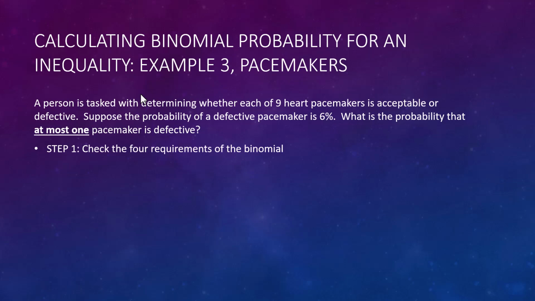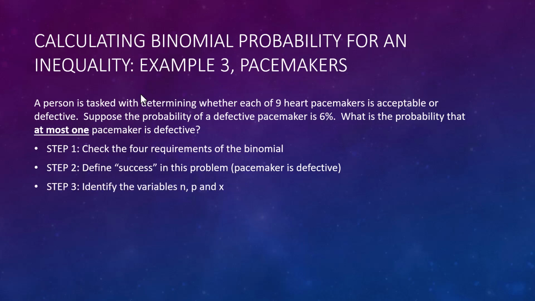So again, we check our requirements. We make sure that this is an appropriate application of the binomial distribution. Then we have to define success. So in this case, the success is considered that the pacemaker is defective. So remember, in normal, everyday parlance, we consider success a positive thing. But in statistics, it's simply the presence of an attribute. So in this case, it's the presence of a defective pacemaker.